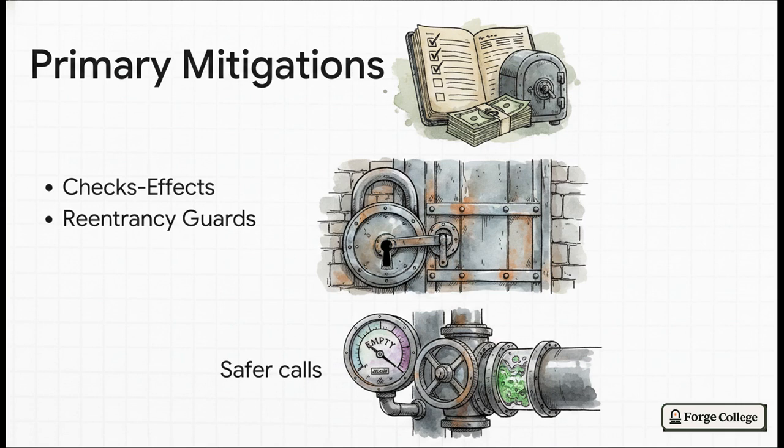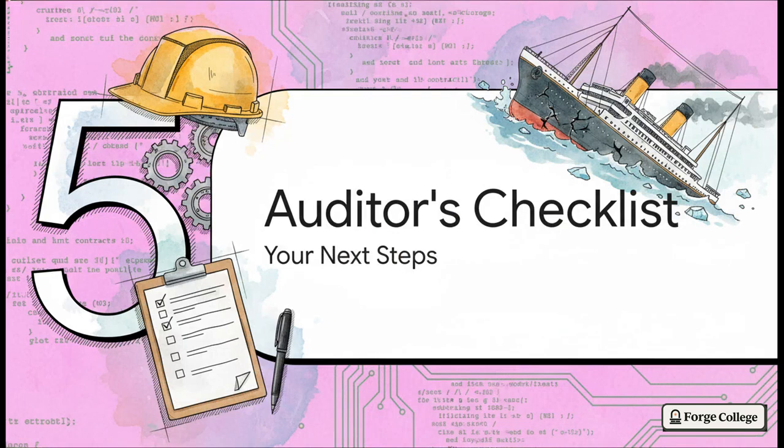Second, we have reentrancy guards. Think of this as putting a deadbolt on the door. It's a simple Boolean flag, like OpenZeppelin's reentrancy guard, that blocks any secondary calls until the first one actually finishes. And third, utilizing safer call primitives to strictly limit gas, effectively starving any malicious looping code of the fuel it needs to execute.